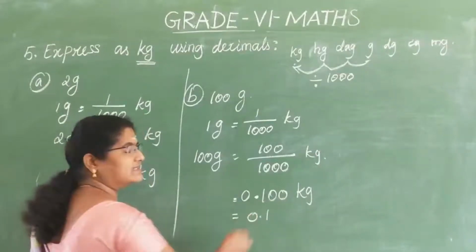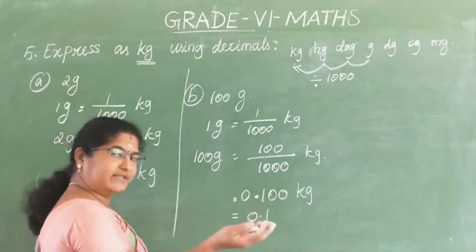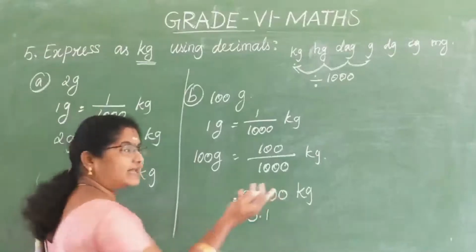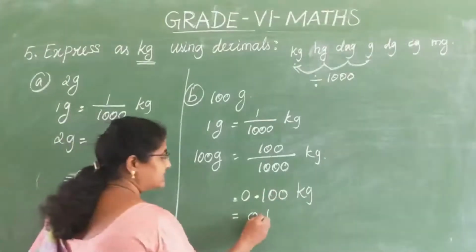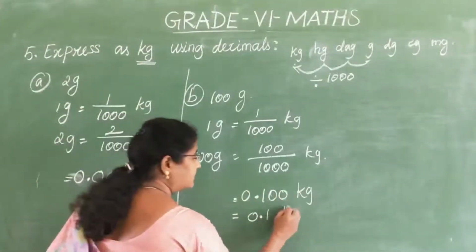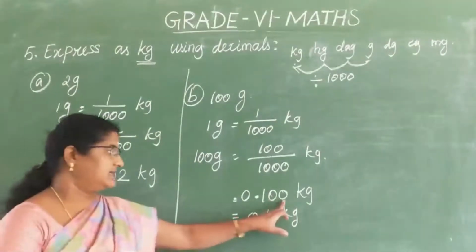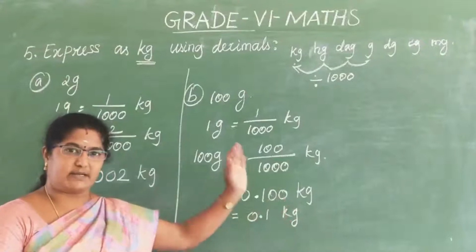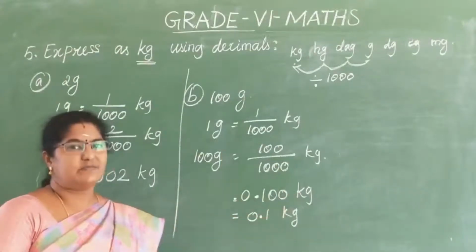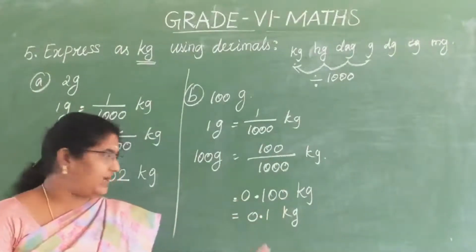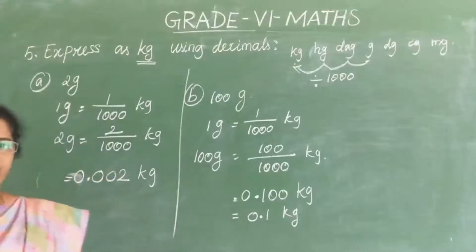Or we can write 0.1. After the decimal point, at the end of the decimal places, the zeros have no value. So we can say 0.1 kilogram. This is also correct. Understand? These zeros at the right end of the decimal places have no value, so we can write like this also. Understand?